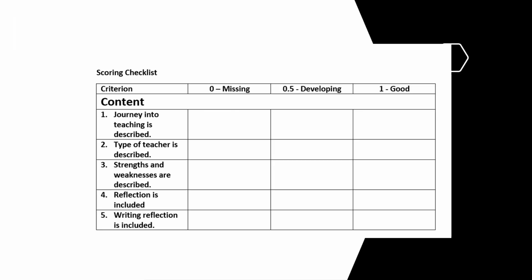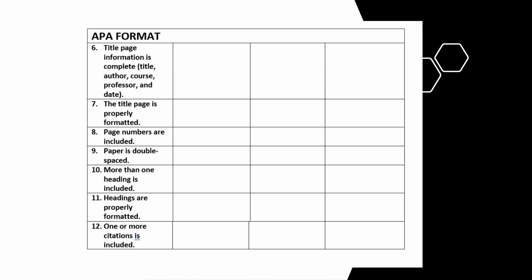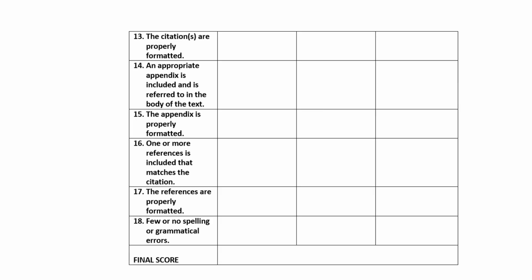Let's look at the checklist for how your paper will be graded. Here are the 5 content areas that I mentioned. The bulk of your paper, though, will be graded on whether it follows APA format. You can see I'm going to be looking carefully that you paid attention to all of the different writing lectures from this week's folder.